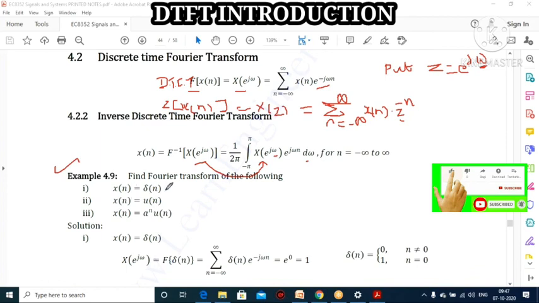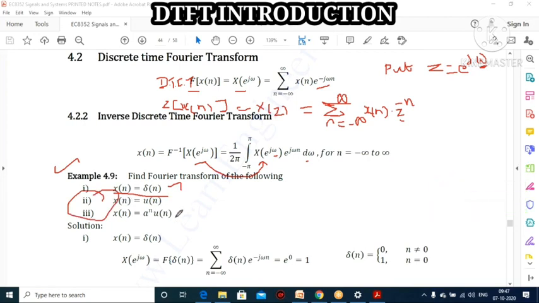Find the DTFT of the following signals. Discrete time Fourier transform of the following signals: x of n equal to del n, x of n equal to u of n, x of n equal to a to the power of n, u of n. In this lecture I will solve only one problem. The remaining two problems, x of n equal to u of n and x of n equal to a power n into u of n, you take as homework.